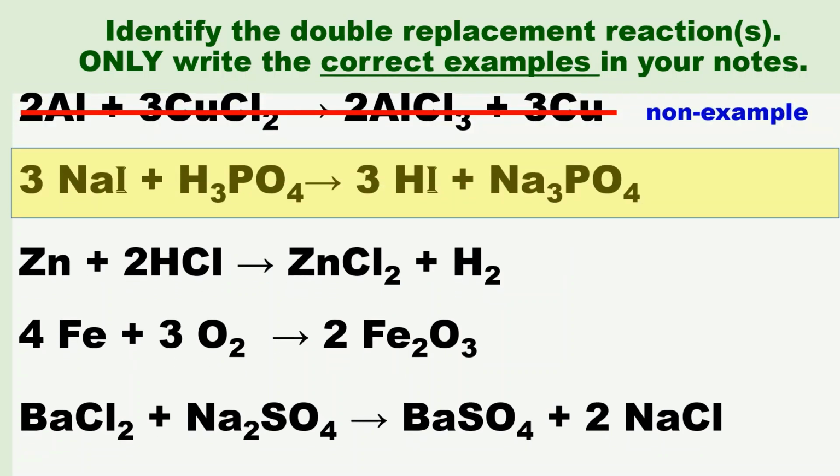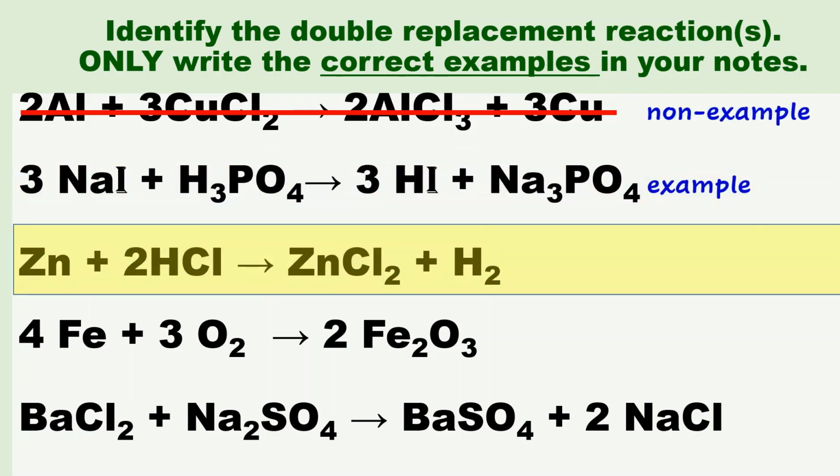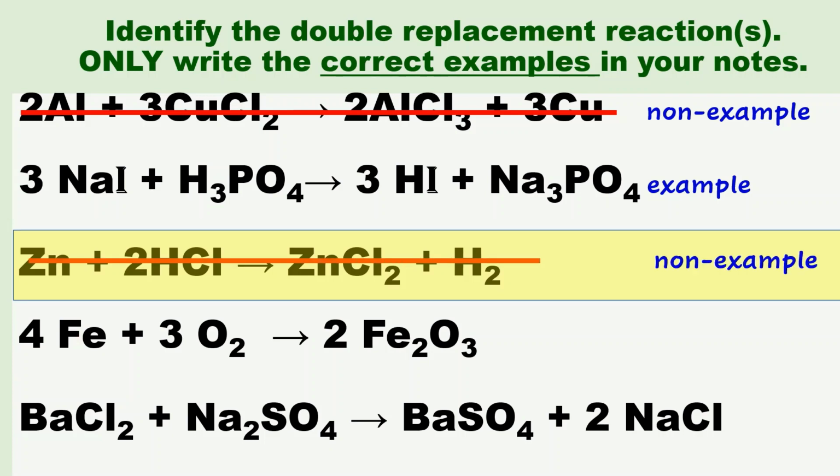The second contains two compounds on each side. Both the hydrogen and the sodium switch places, so it is double replacement. The third reaction does not contain two compounds on each side of the arrow, so it can't be double replacement. This one is a single replacement reaction.